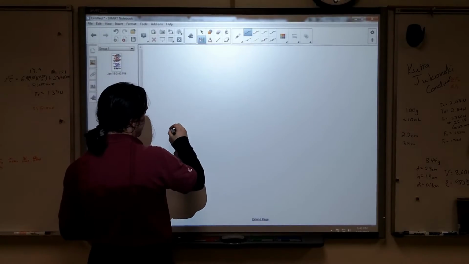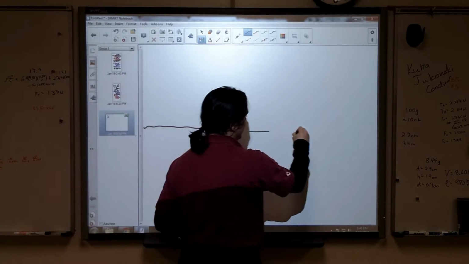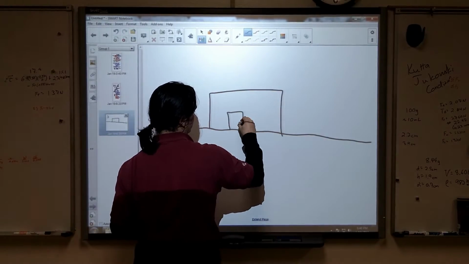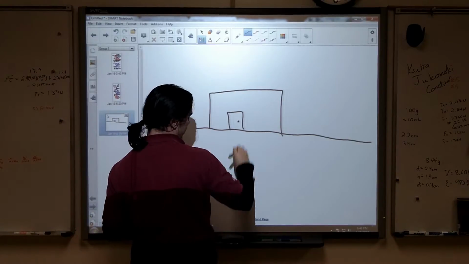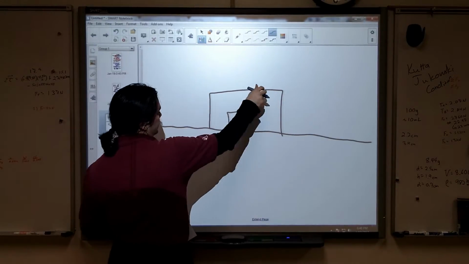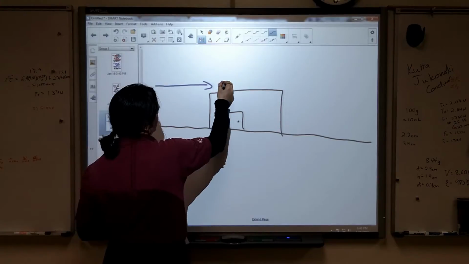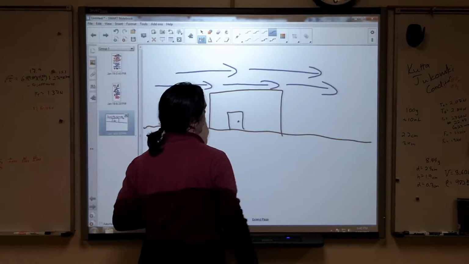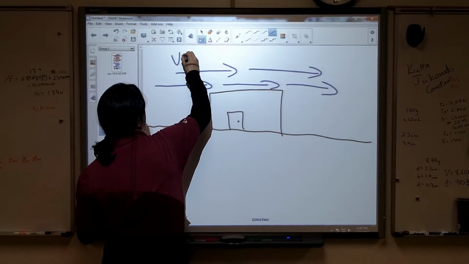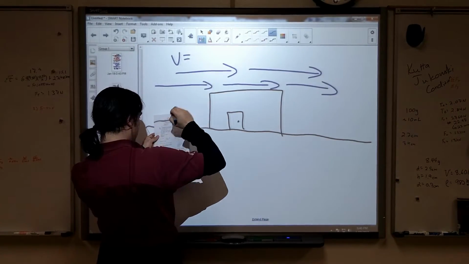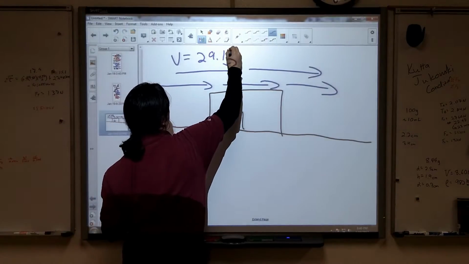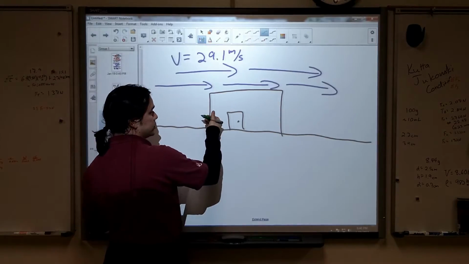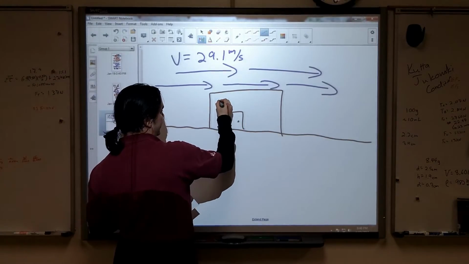So what we're going to do, we're going to draw this laughably oversimplified. Here's the ground, here is your house, and here's the roof. Now what they're saying is, we have a relatively thin roof, and we've got the wind blowing, using the same stuff that we did in class. It's blowing like this, and it is blowing with a velocity of 29.1 meters per second.